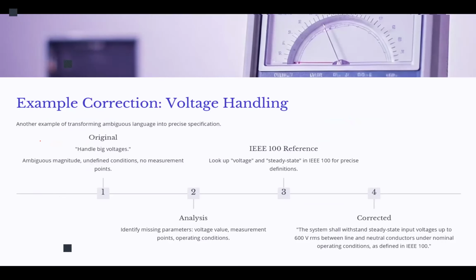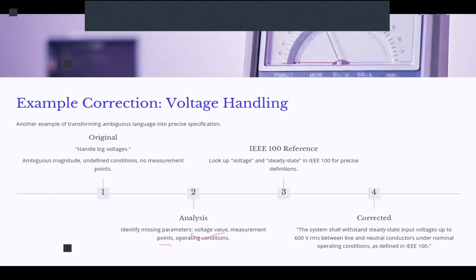Next slide, voltage handling. We said the device has to handle big voltages. The magnitude is not defined. What is big? What is the condition? In what condition do we have to handle that voltage? What is the measuring point? Between which two points do we measure that voltage that we have to handle? So we need to identify the vague values, the vague characteristics, or the mischaracteristic that we have in that statement. We didn't mention the voltage value, we didn't mention the measuring point, and we didn't mention in which operating condition we should handle the voltage.